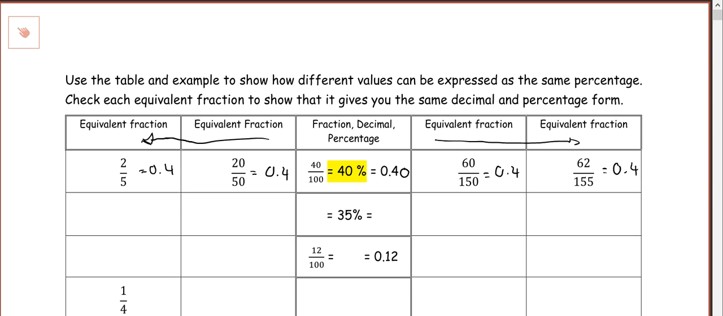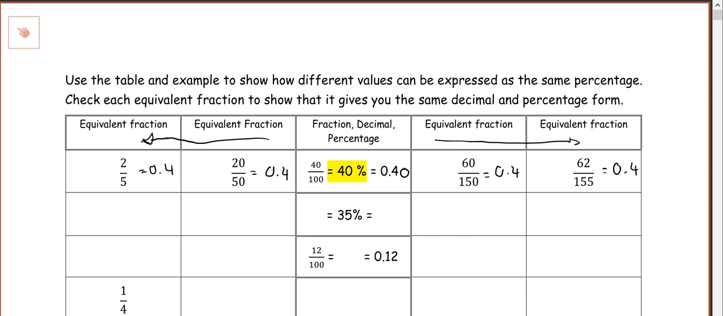So, for instance, if I think of it as a test score, if I get 2 right out of 5, I've scored 40%. If I get 20 from 50, I get 40%. If I get 40 from 100, if I get 60 from 150, if I get 62 from 155, all of them are 40%. Okay? So what I'm after then is, can we fill out this sheet doing the same process?